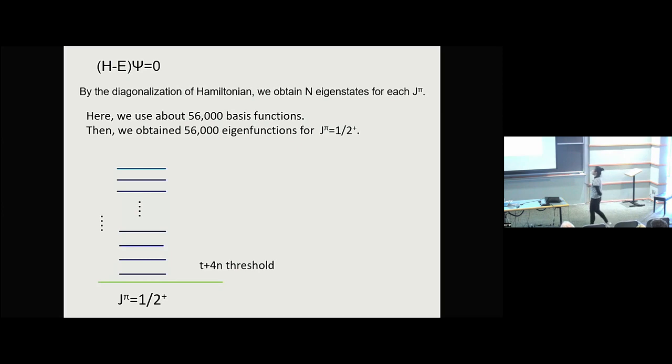By diagonalizing the Hamiltonian, we obtain the eigenvalues for each J pi, and for hydrogen 7, we input the J equal 1/2 plus state. Here we use almost 56,000 basis functions. Therefore, after diagonalizing the Hamiltonian, we obtain 56,000 eigenfunctions for the J pi equal 1/2 plus state.